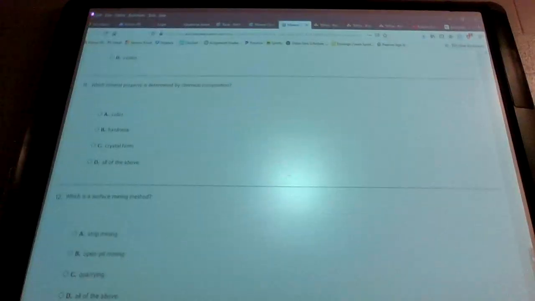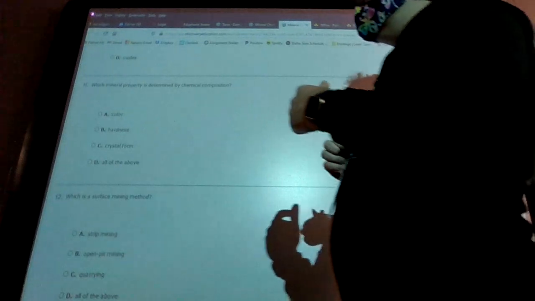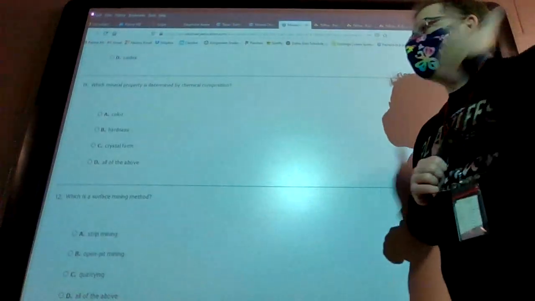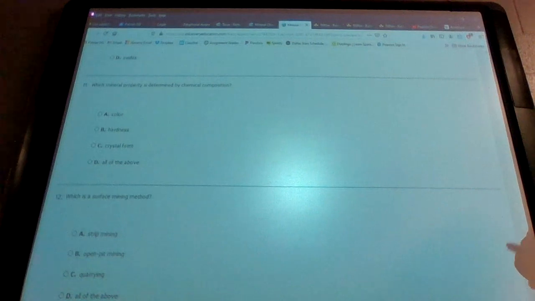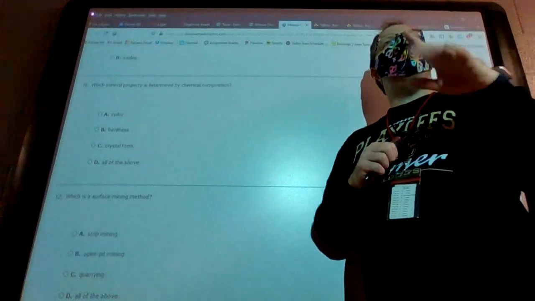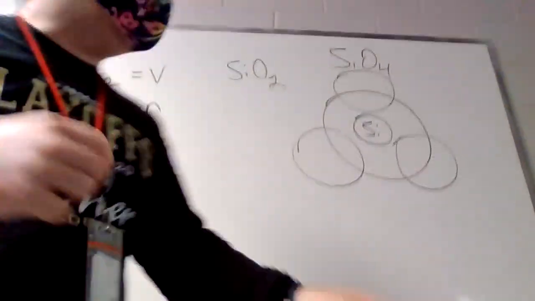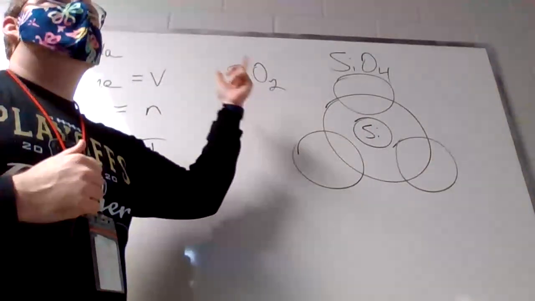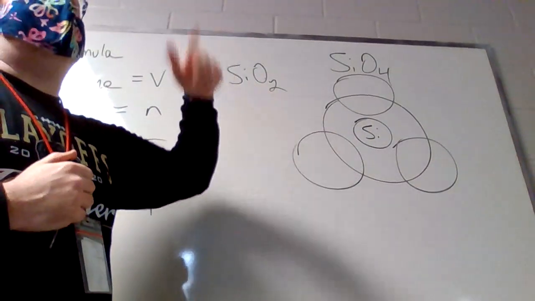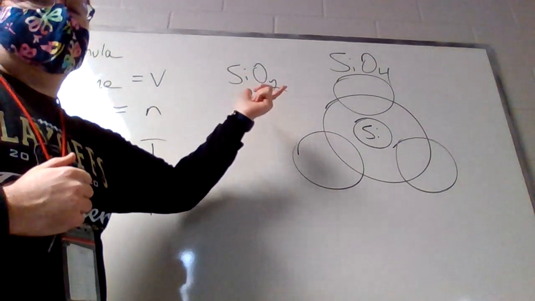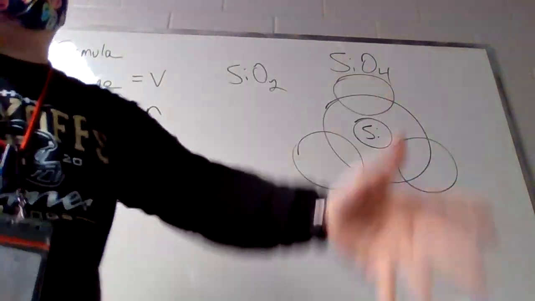Number 11, which mineral property is determined by chemical composition? Mineral property determined by chemical composition. We actually kind of talked about that with the quartz. We talked about what happens if you add iron to quartz, which is SiO2, it changes from a clear color to a purple color. And so the property of the chemical is defined by the color.